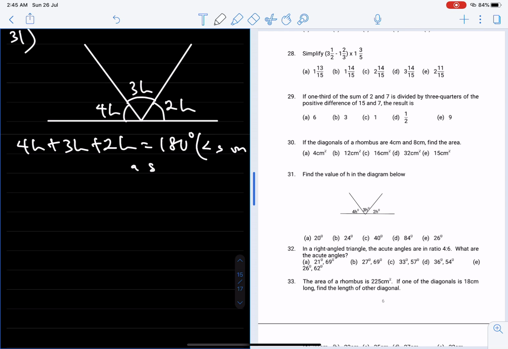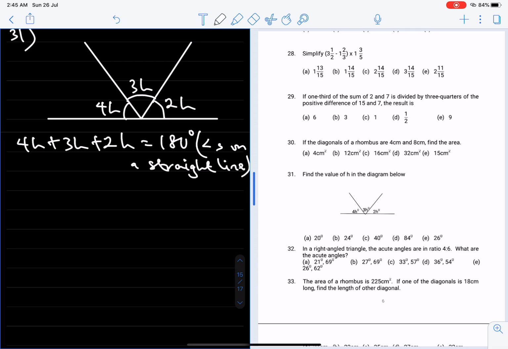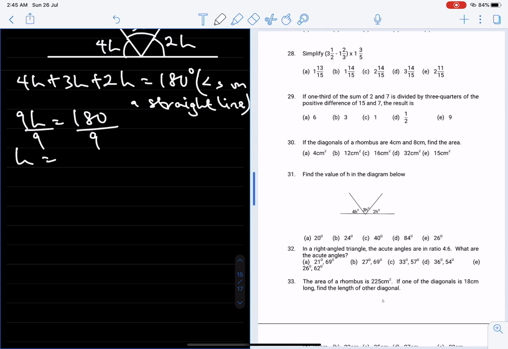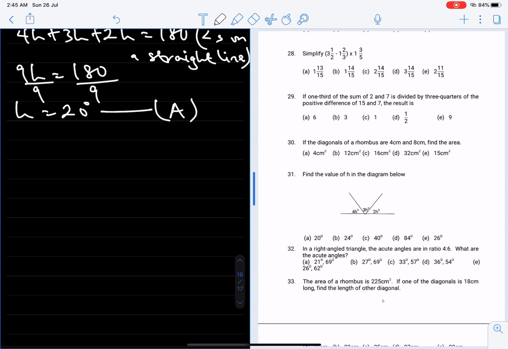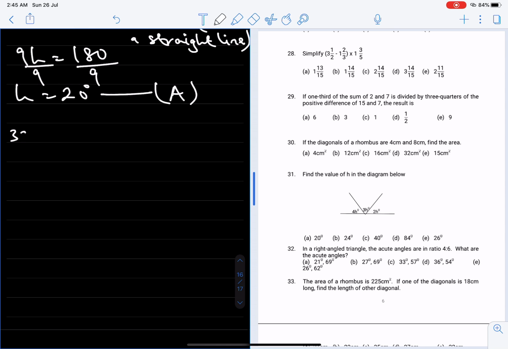Angles on a straight line. And that simply means 4H plus 3H is 7H, plus 2H is 9H, equals 180. Divide both sides by 9, and that means H equals 20 degrees. And the correct option is A.